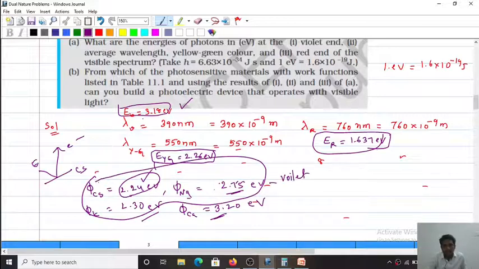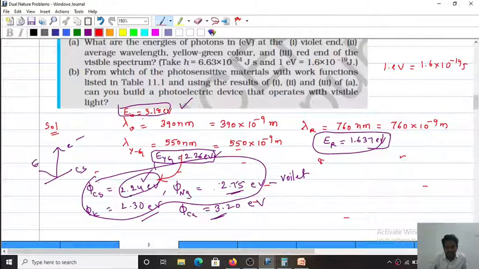Next, for example, if we are using yellow green light, the energy of yellow green light is just 2.26. So it is only suitable for cesium. It can cause photoelectric emission when yellow green light is incident on a cesium material. When yellow green light is incident on potassium, sodium, calcium, no emission of electrons takes place. Why? Because the energy of yellow green light is less than the work functions of these three materials. No photoelectric emission takes place.